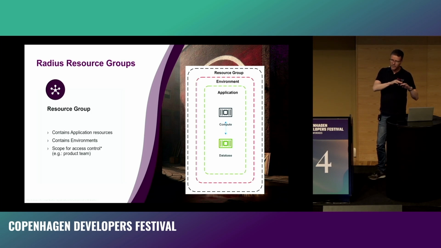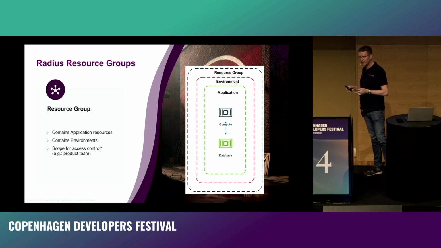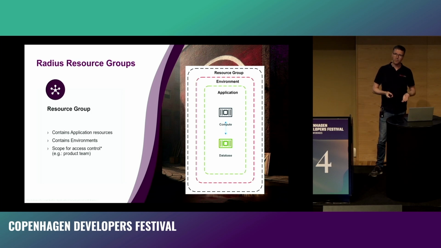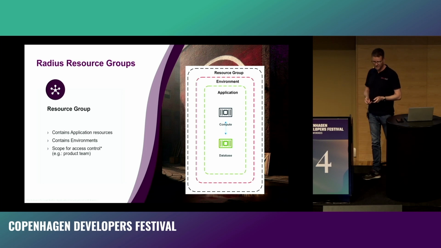So you can have a dev environment, a test environment, and an acceptance environment, all be part of different environments running the same application. And you can put all those environments in the same resource group, and then say, well, this product team has access to that resource group, thereby offering them access to each and every one of those environments.